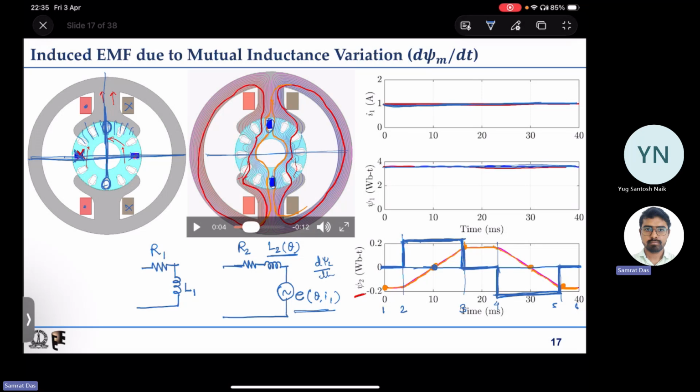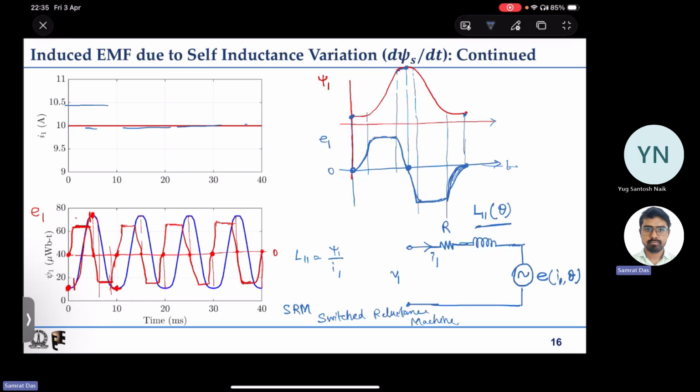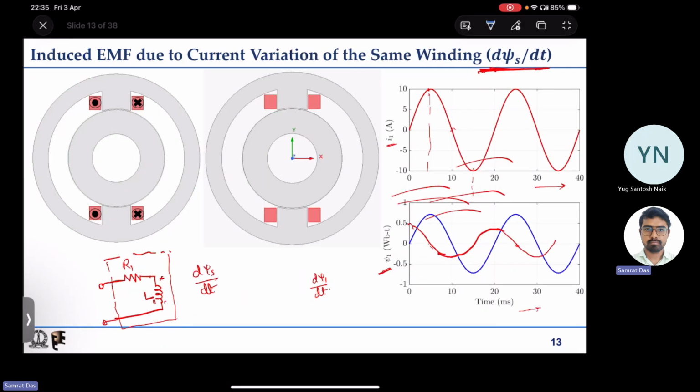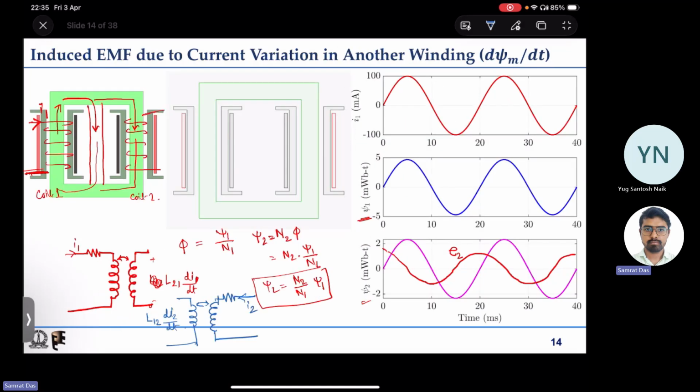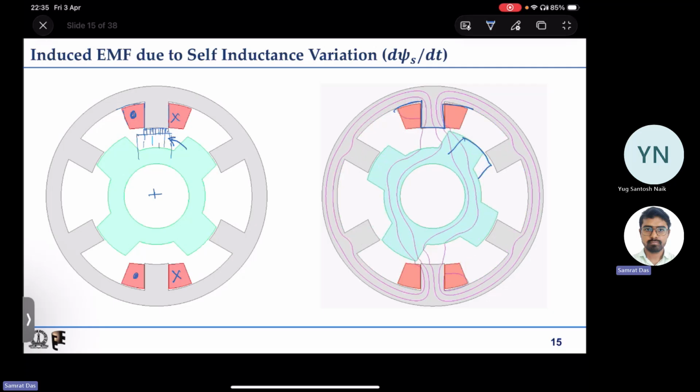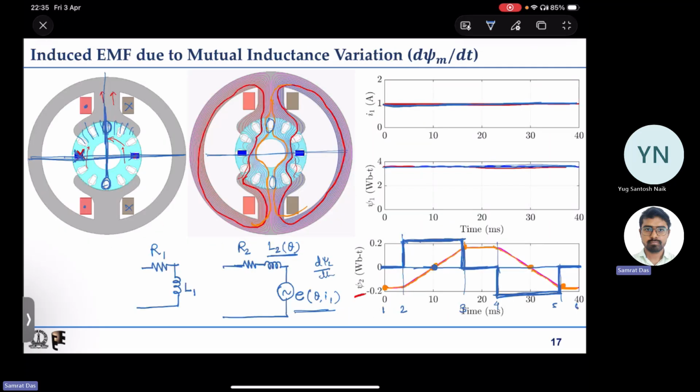So here we conclude the 4 types of induced EMF. The first 2 types are the transformer EMF, which is due to its own current or current in some other winding, and the other two are due to inductance variation due to rotation. First one, self inductance variation, and second one, mutual inductance variation. So this sums up all the 4 cases of induced EMF.